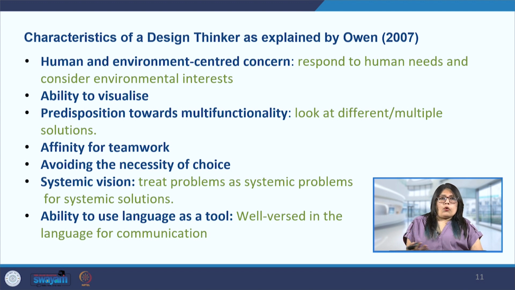So, a broader vision is required than a very focused or narrow point of view. And then we have the ability to use language as a tool. So language is a powerful tool for a design thinker, and it is used by the designer to articulate ideas, communicate concepts, and engage with the users and stakeholders.